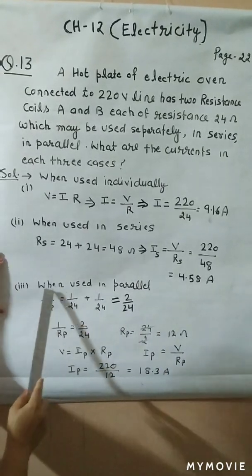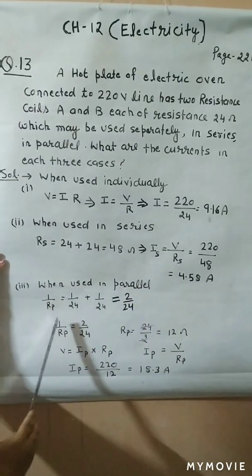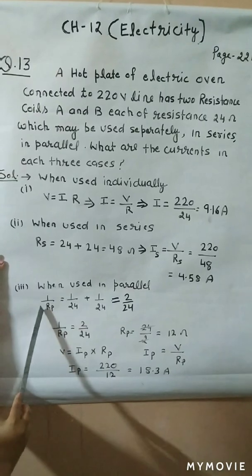What value of current will you get? 4.58. Now the third case, when we use these two coils in parallel combination with each other. So we will first find out the total resistance in parallel.